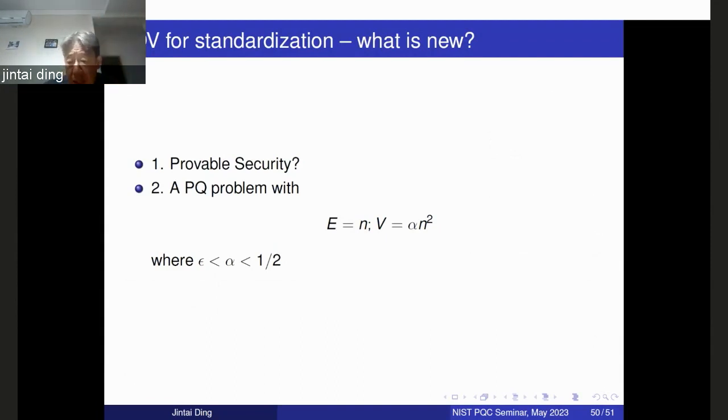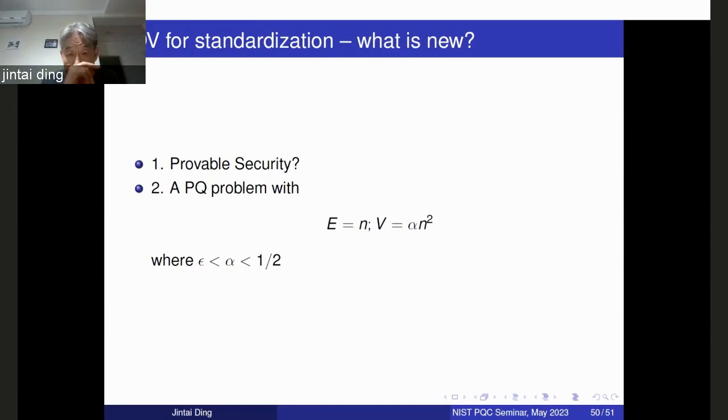So we actually considered the following case: a system of equations where the number of equations is equal to n, and the number of variables is equal to alpha times n squared. Alpha is a number bigger than 0 and less than 1/2. We believe we can build a system such that we can reduce our security to this, sorry, not the PQ problem, the MQ problem. Let me repeat, we believe, we're doing work on it now. Hopefully we can catch the deadline. We can develop a new system such that we can reduce our security to this MQ problem.